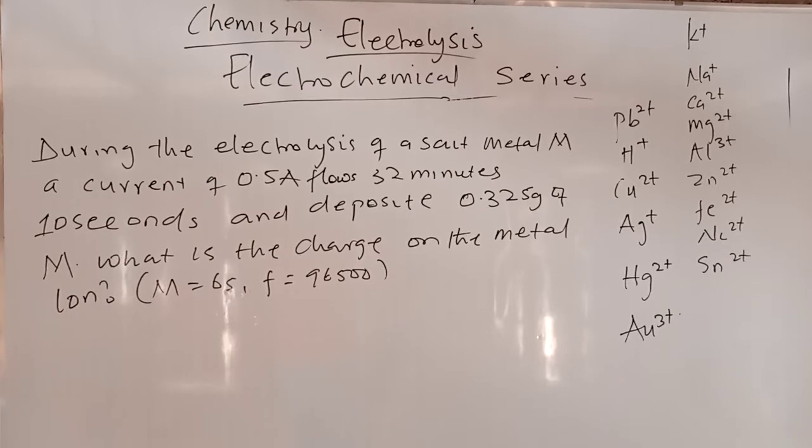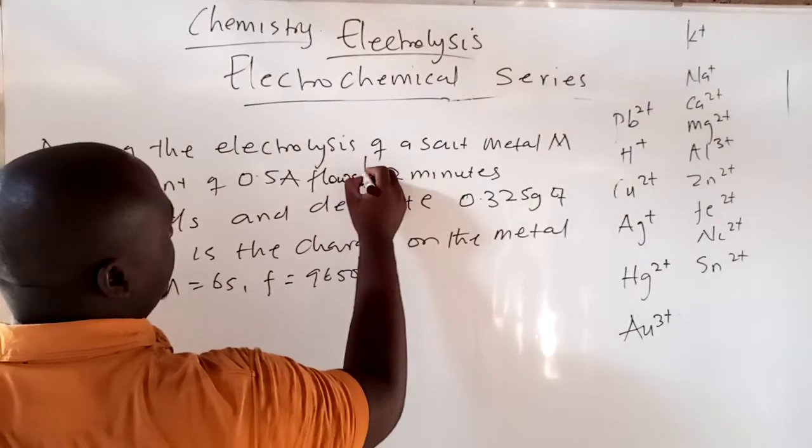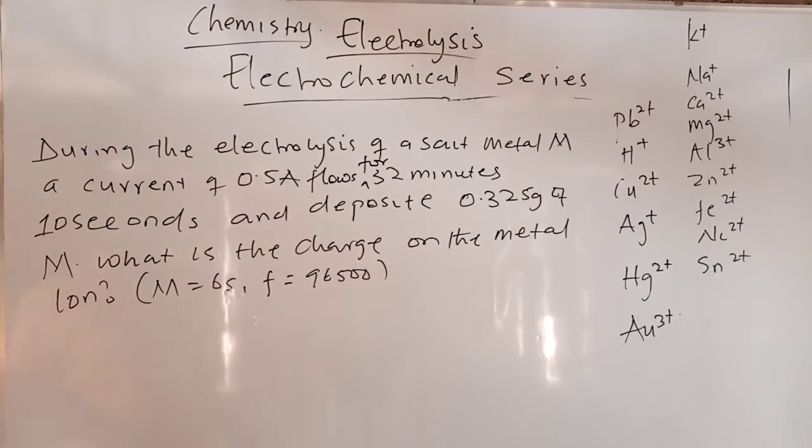During the electrolysis of a salt of metal M, a current of 0.5 amperes flows for 32 minutes, 10 seconds, and deposits 0.325 grams of M. What is the charge on the metal ion? M is equal to 65. F is equal to 96,500.